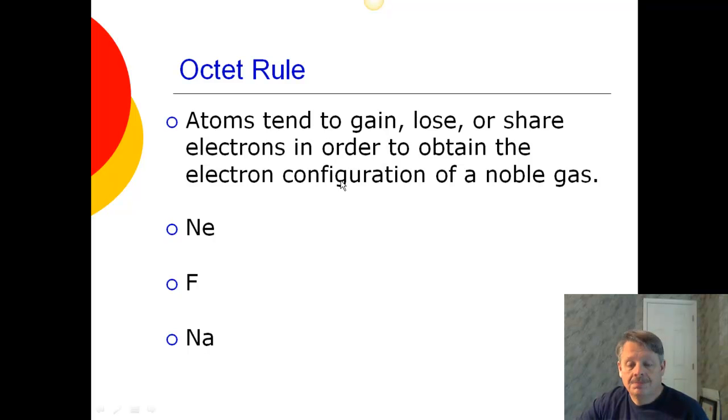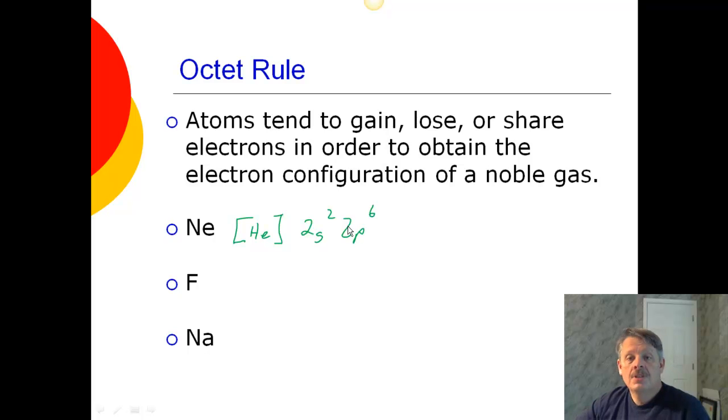All right, so we have something called an octet rule. And again, pause the video, write this down. Atoms tend to gain, lose, or share electrons in order to obtain the electron configuration of a noble gas. So if we look at the electron configuration of a noble gas, let's say neon, that electron configuration is helium, followed by 2s2 and 2p6.